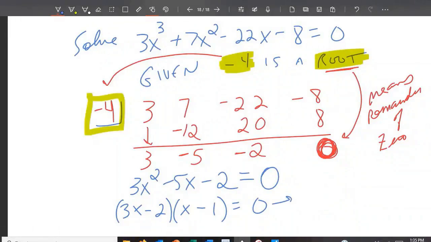Now, I'm going to go ahead and solve these for you. Let's just set them equal to 0 and solve for x. When I solve this one for x, we'll get +1. When I solve this one for x, we'll move the 2 over and divide by 3, and get +2/3.